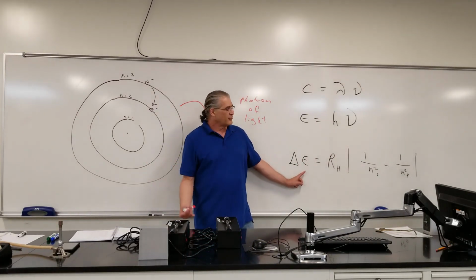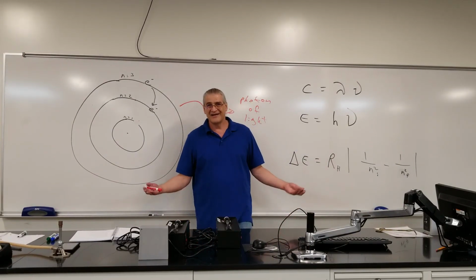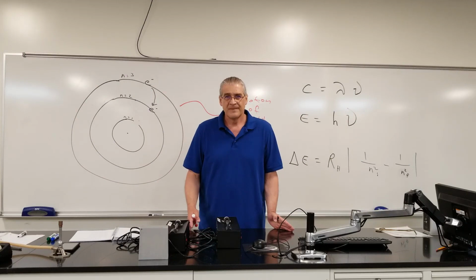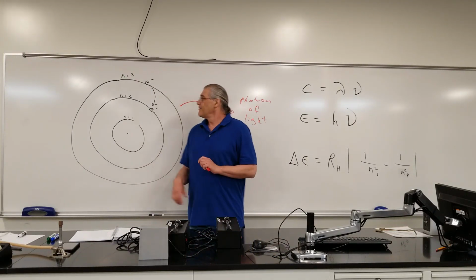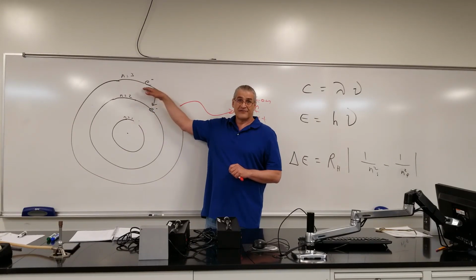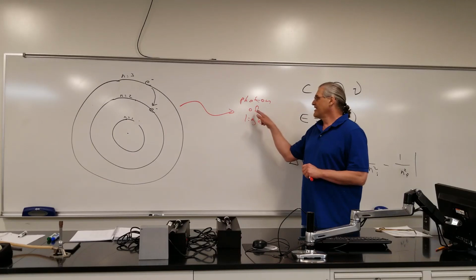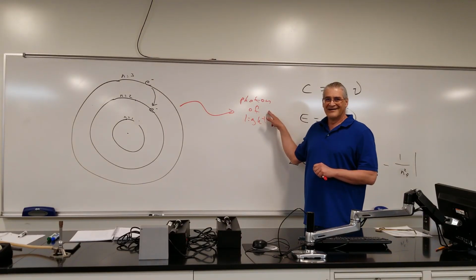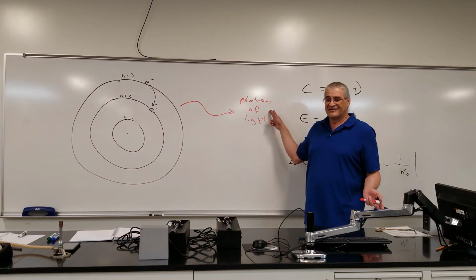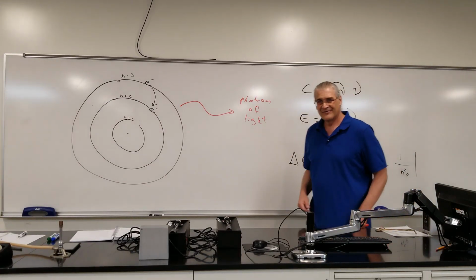In the lab manual, we have that equation written with these straight up and down lines, which indicate absolute value. The reason we do that is, well, the energy change for the electron is a negative number. The electron lost energy, so it's going to be a negative number. You never get a negative number for the photon of light. Light has a positive energy. So if we use absolute value here, we get a positive value for that.